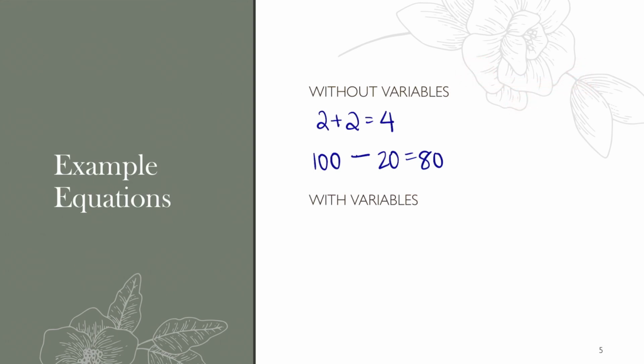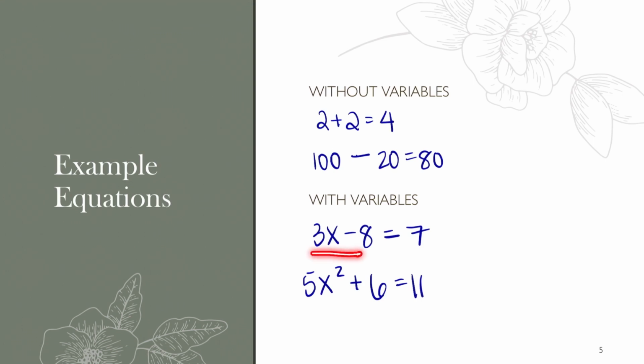If I was to use variables, it might look like 3x minus 8 equals 7, for example. Or 5x squared plus 6 equals 11. So both sides are equal to each other because of this equal sign. So if I was to put it on a scale, both sides would be equal to each other.